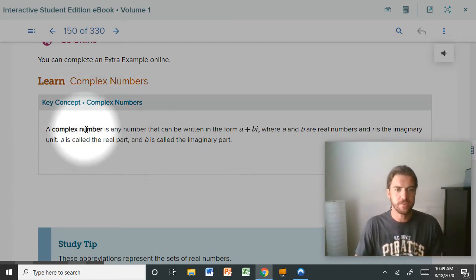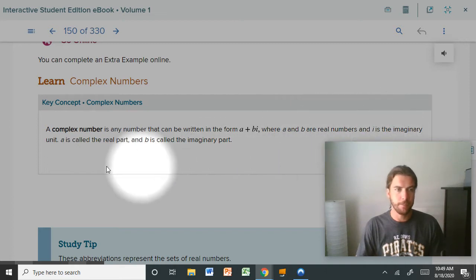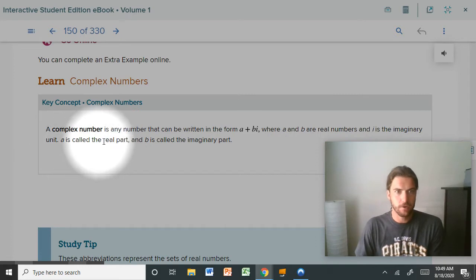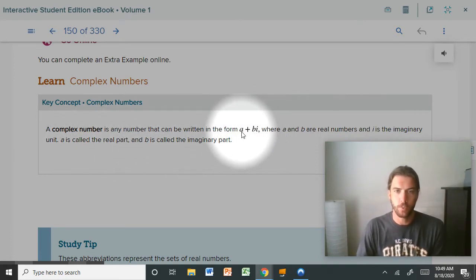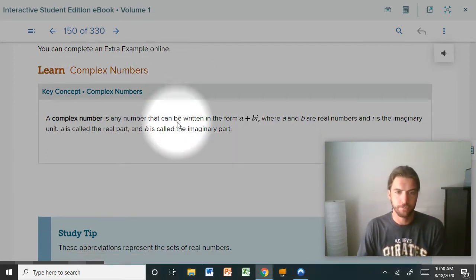Okay, so a complex number is any number that can be written in the form a plus bi, where a and b are real numbers and i is the imaginary unit. In these complex numbers, a is called the real part and b is called the imaginary part. So once again, we have two parts, the real part and the imaginary part of our complex numbers.